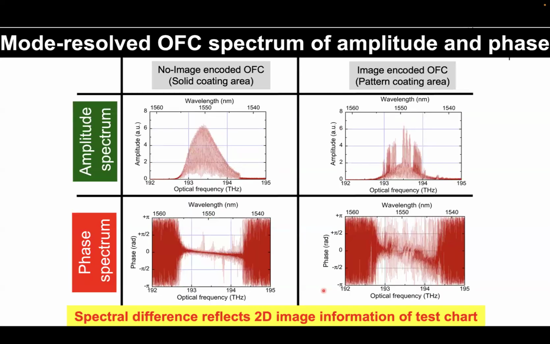Next shows the mode-resolved amplitude spectrum and the phase spectrum for the solid coating area and the pattern coating area. Fine structure inside the amplitude spectrum indicates the resonance transmission mode of the VIPA. Spectral difference between them, so here and here, or here and here, reflects the 2D image information of the test chart. Then we reconstructed the image from these spectra based on the one-to-one correspondence between OFC mode and the image pixels.